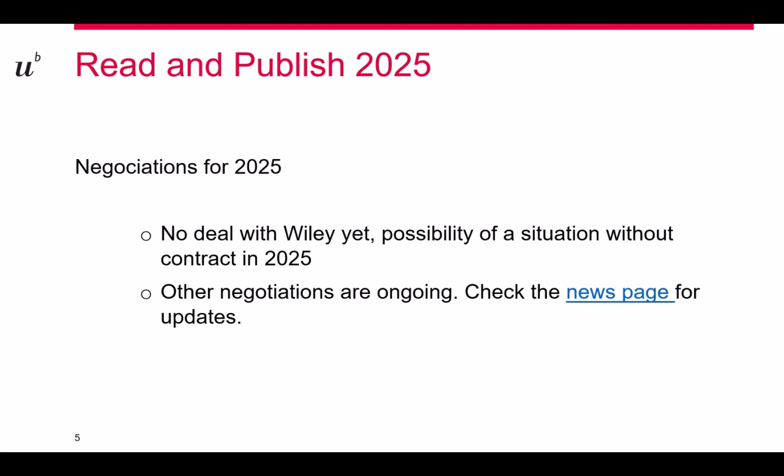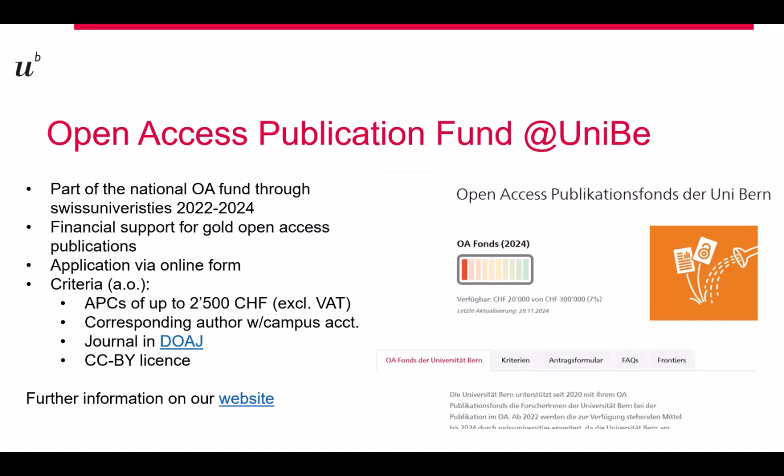The team of the e-library informs you on the website and in the newsletter of every news on all these agreements and the negotiations going on. Then there is the Open Access Fund at the University of Bern. The Open Access Fund was a part of the National Open Access Fund of Swiss universities from 2022 to 2024. If you apply for funding from this fund, you have to meet some criteria.